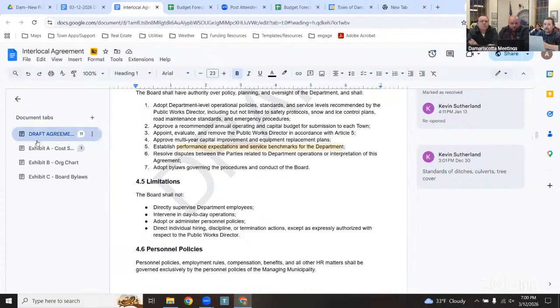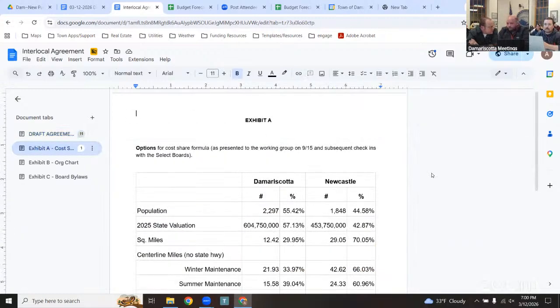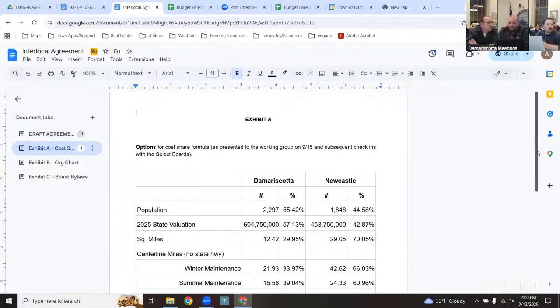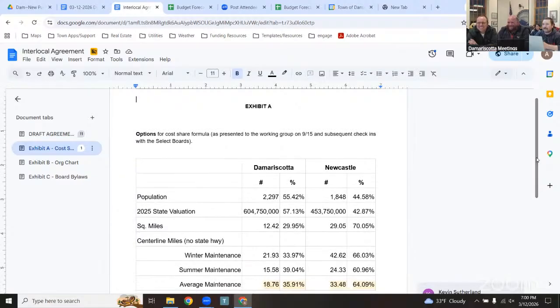Can you hit Exhibit A? Have we had legal look at this too? Not yet. They're just on retainer. It's less expensive for me to just give it to you. Yes, okay.